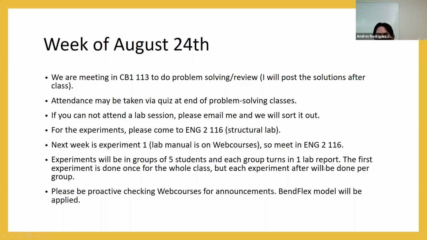Okay. So our lab is going to be in Engineer 2116. It is in the other building. If you know where the lab is, that's good for you. If you don't know it, it's going to be in Engineer 2116, in the other building.